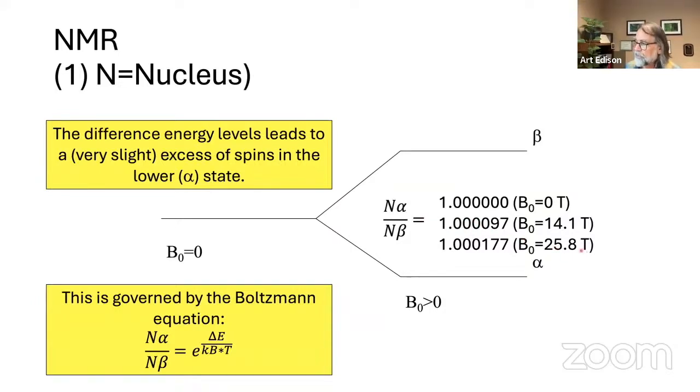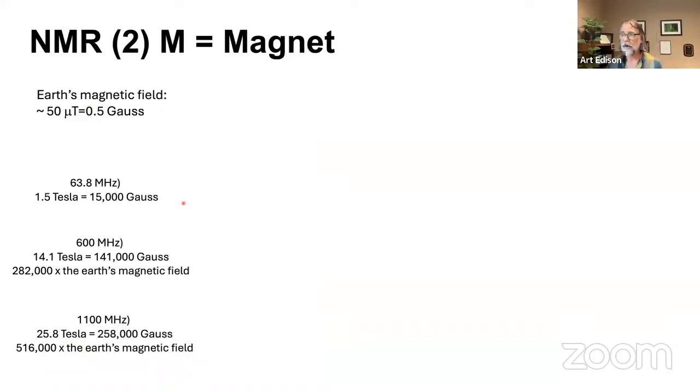If we go up to 25.8 Tesla, which is the field strength of our new 1.1 gigahertz soon-to-be magnet in our facility, this ratio goes up to 1.000177. So still a pretty small ratio. You get a little bit, and this is why we pay a lot of money for this magnet, but it still is a very small ratio, and that's what makes it less sensitive than some other techniques. So that's the nucleus part of NMR.